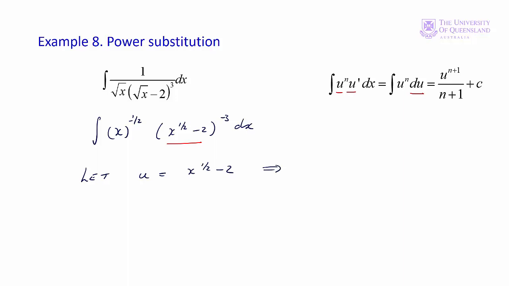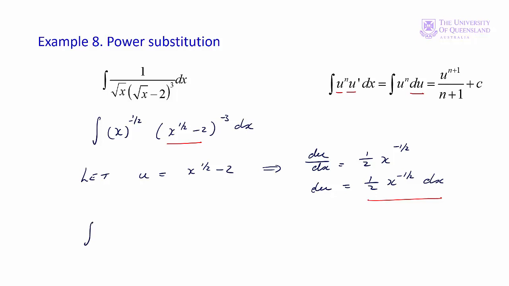That implies du/dx is equal to 1/2 x to the minus 1/2, or we could write that du is equal to 1/2 x to the minus 1/2 dx. Going back to our integral, we'll replace 1/2 x to the minus 1/2 dx with du. Let's see how we do that.